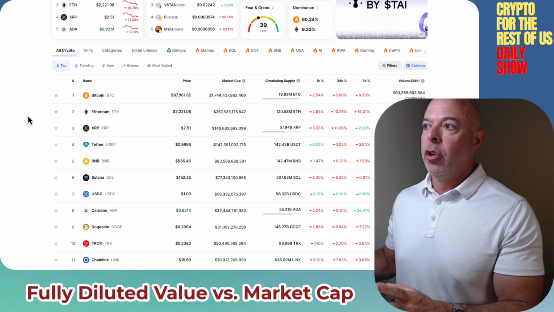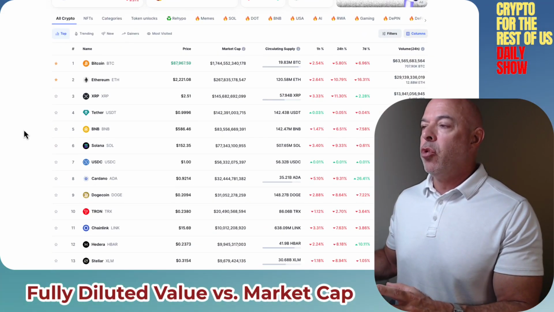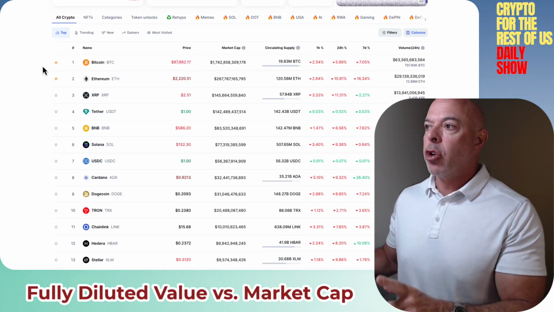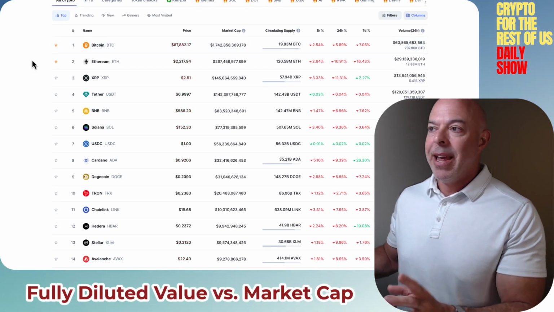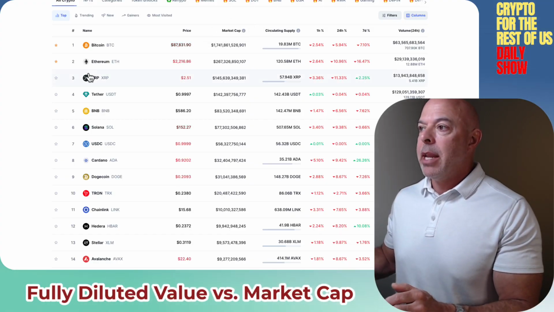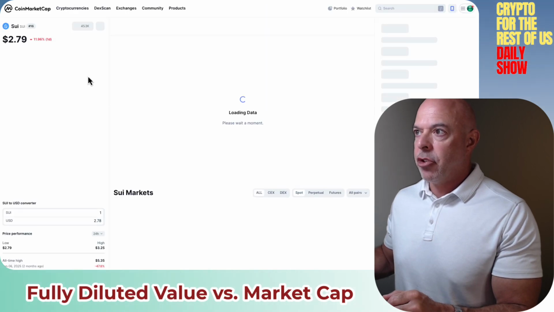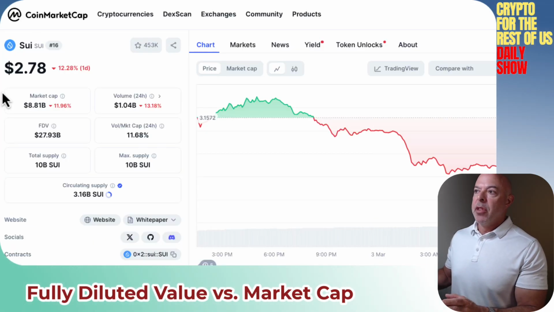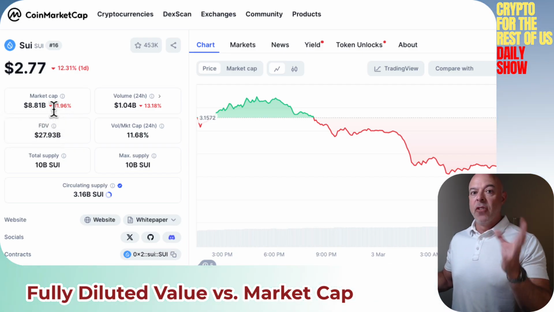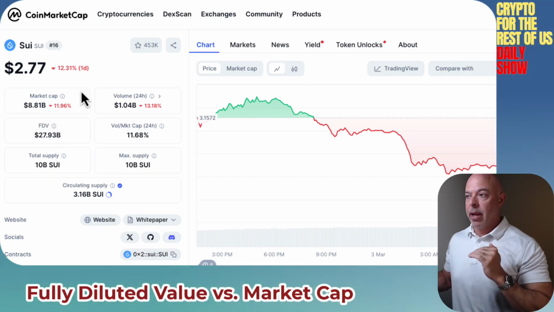Take a look at fully diluted value, market cap, and why do we do that. First, let me show you just generally, we're going to look at CoinMarketCap and CoinGecko. In both of them, they default to showing you market cap. Now, let's look at SUI. I'll show you why. Up in the left-hand corner, it's going to show you market cap, and that's what it defaulted to on the home page we just looked at when it ranks them.